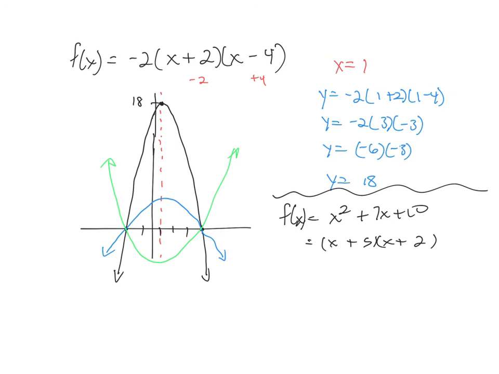Okay, so you're only going to graph those last 4 problems at the end of the assignment. The first group, you're just finding the zeros.